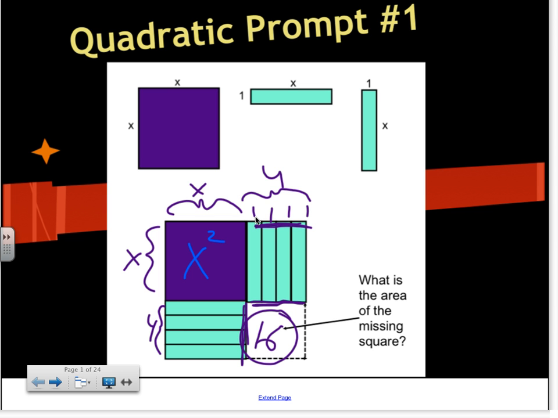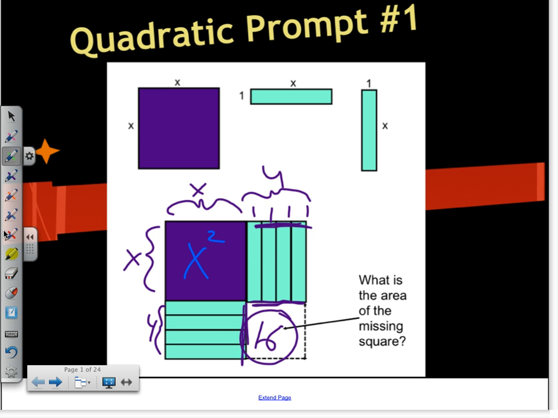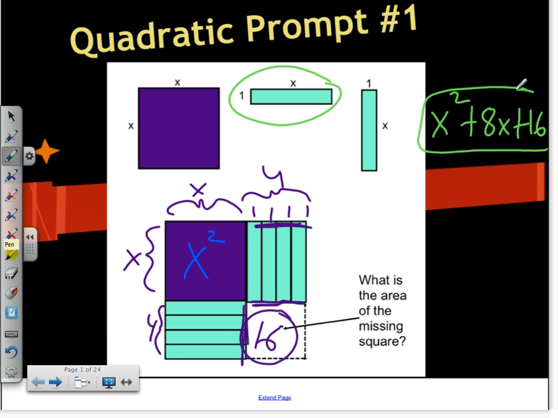So if I ask you to find the entire area of this square, it is a total of x squared, which is the purple, plus 8 tiles, that is 8x, because each tile is 1 times x, which makes it x, and you have 8 of them, that's 8x. And the missing square itself has an area of 16. And look what we just got here. We got back a trinomial representing the entire square. And that itself shows you that we have a missing square of the area of 16.